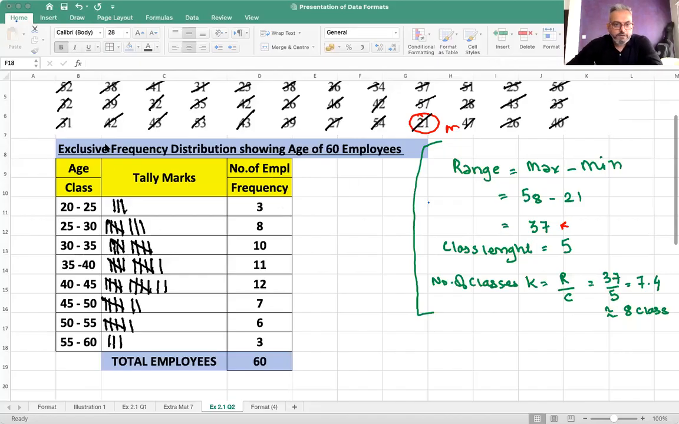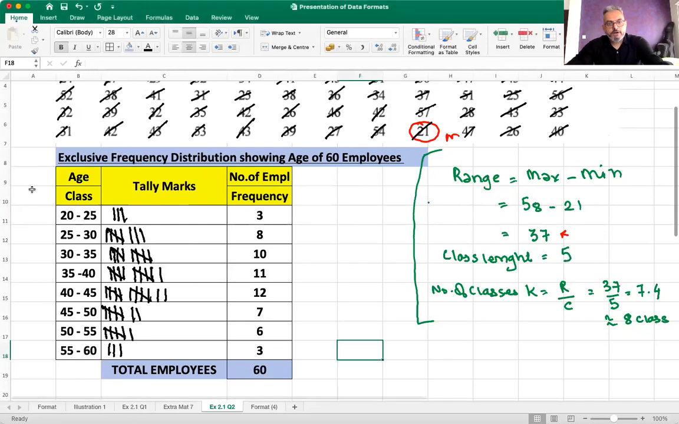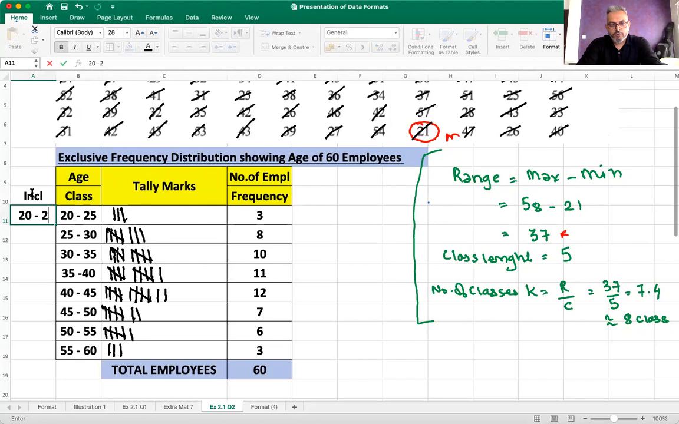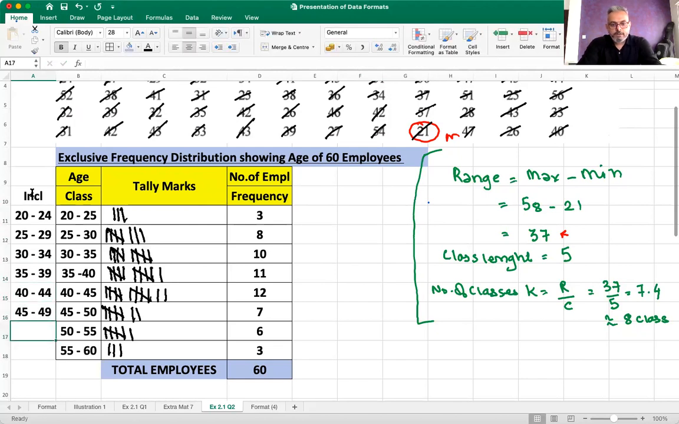Instead of exclusive, if we would have gone for inclusive, then what classes would we have made? We would have made 20 to 24, then 25 to 29, then 30 to 34, then 35 to 39, then 40 to 44, 45 to 49, 50 to 54, and 55 to 59.